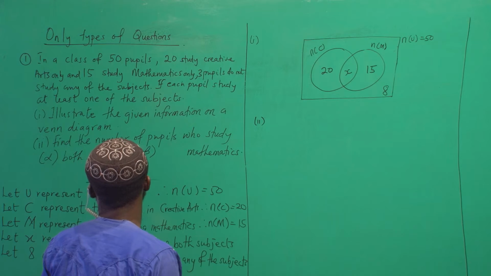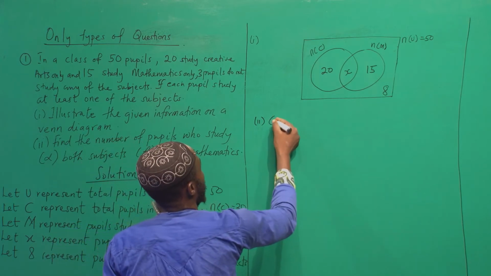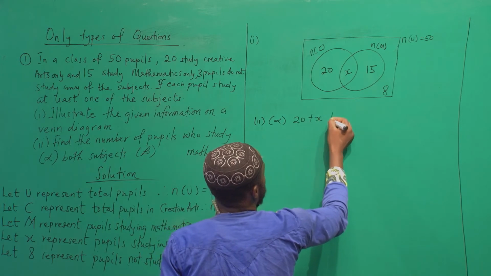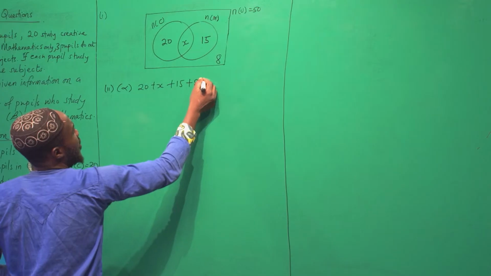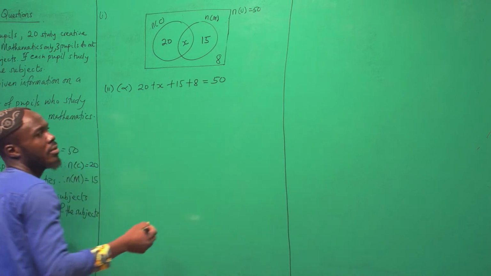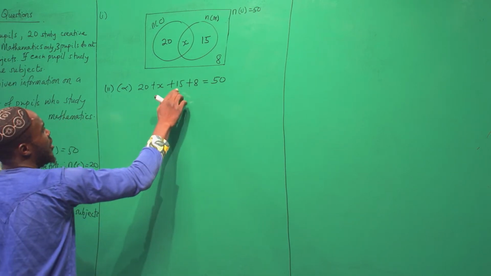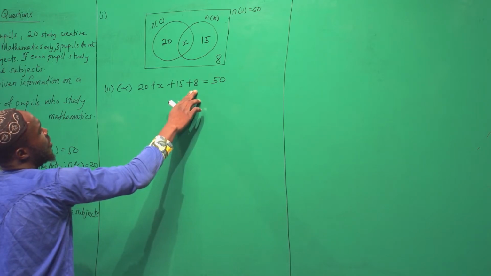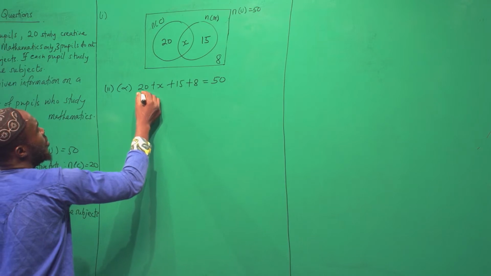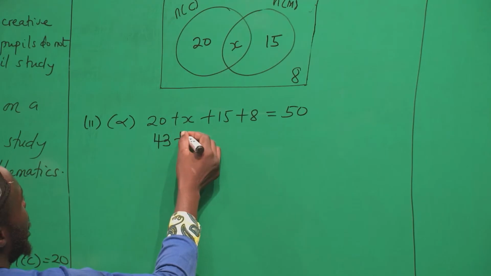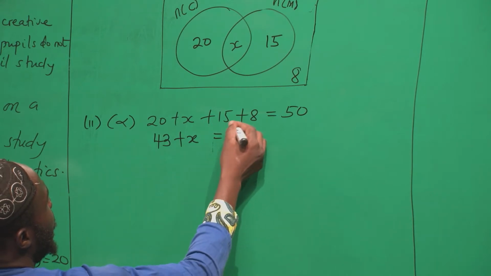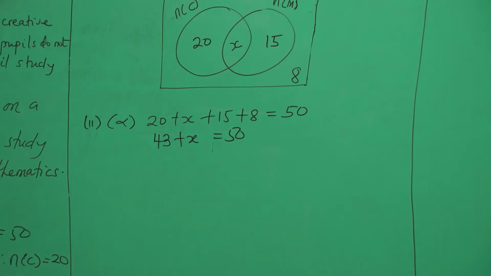which says that alpha, we should solve for both subjects, alpha. So this one becomes 20 plus X plus 15 plus 8 is equal to 50. So we add what is here. This plus this would get 35. 35 plus 8 will get 43. So we have 43 plus X. Then plus X is equal to what? 50.